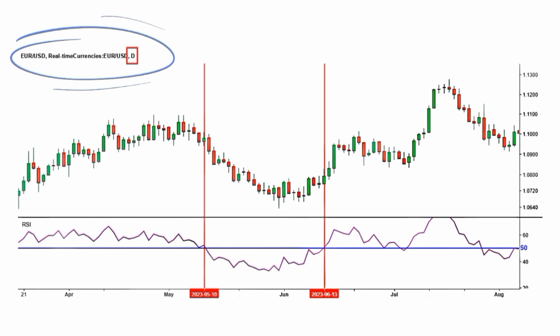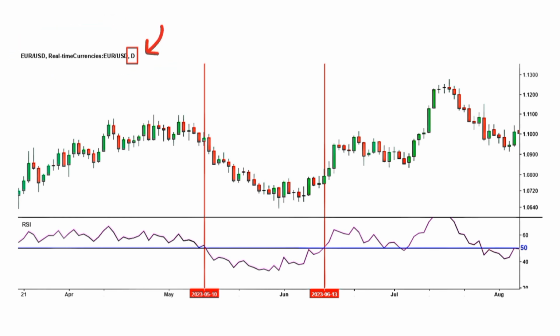Another example. This is the Euro to US dollar chart. The first step is to identify the main trend, which we do by analyzing the daily chart and examining the RSI in relation to the 50 level. Between May 9, 2023, and June 12, 2023, the RSI remained below 50, indicating a downtrend. Therefore, we only look for sell signals.